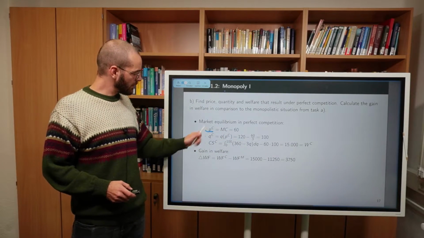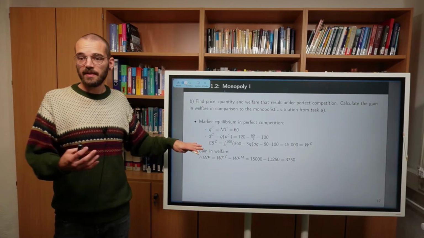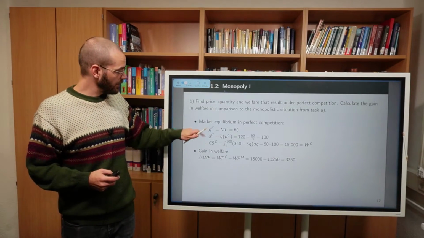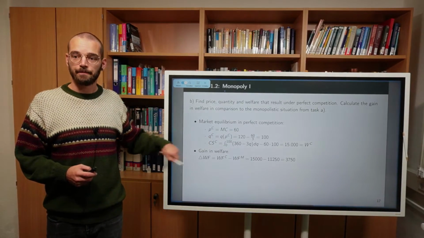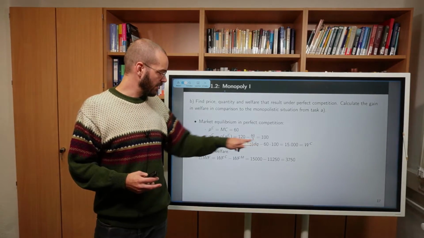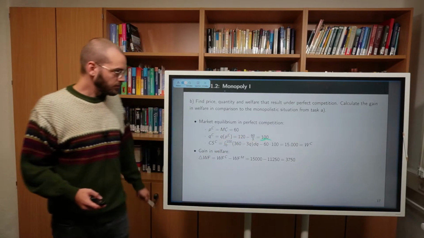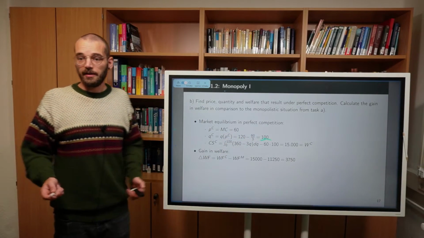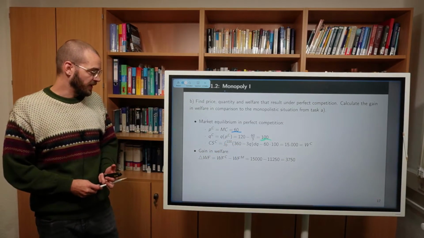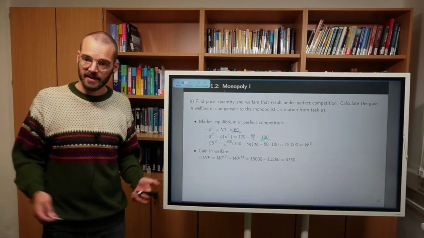Knowing the equilibrium price, we can then calculate the equilibrium quantity in the market, again similar to what we did just a few seconds ago, by plugging the equilibrium price into the demand function and thereby finding out that the equilibrium quantity in perfect competition would be 100. All right, now we know the equilibrium, right? We know the price, we know the quantity in equilibrium. So what we can do next is calculate the consumer surplus in this situation.